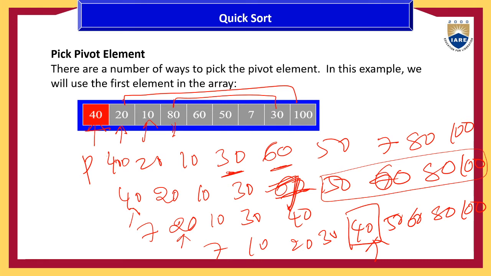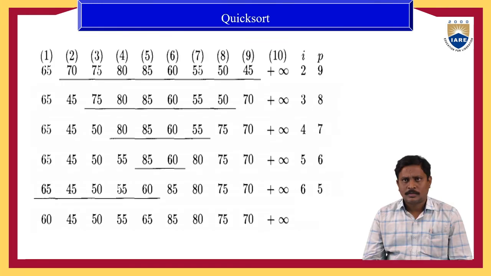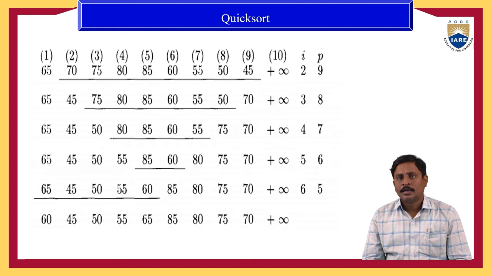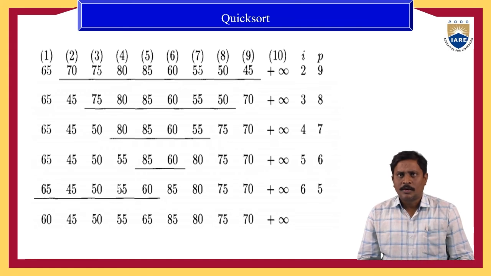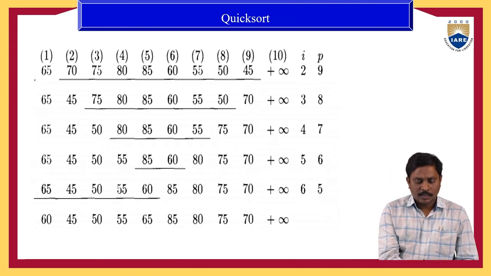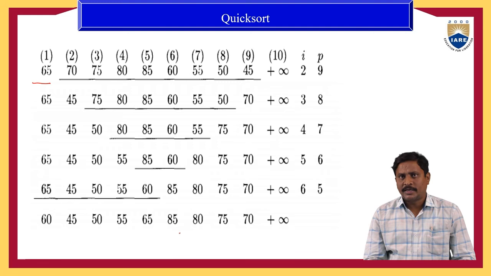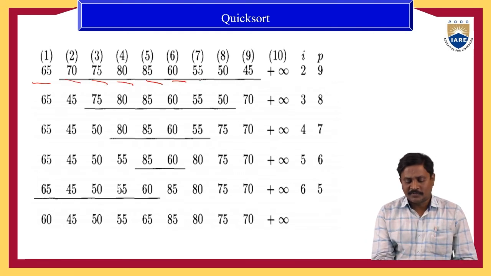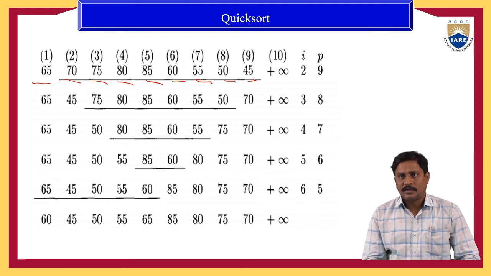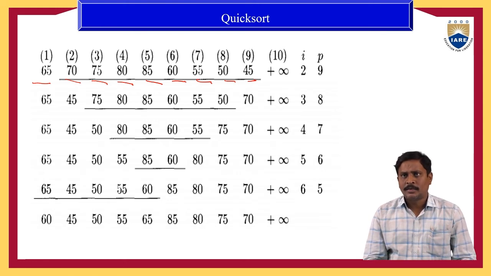So in this way, depending on the pivot element, we sort the elements in quicksort. Next, another example. Here we use another method, and using that algorithm we solve this problem. Here 9 elements are given: 65, 70, 75, 80, 85, 60, 55, 50, 45. All these are in unsorted order.